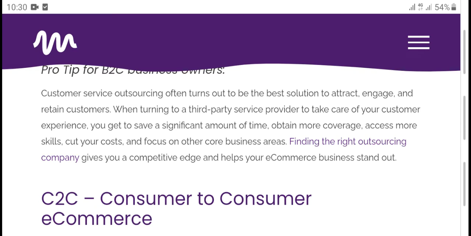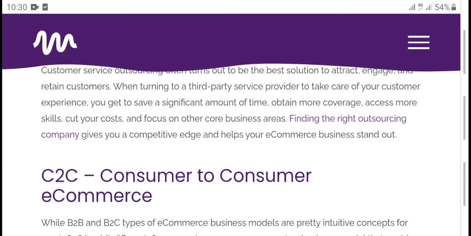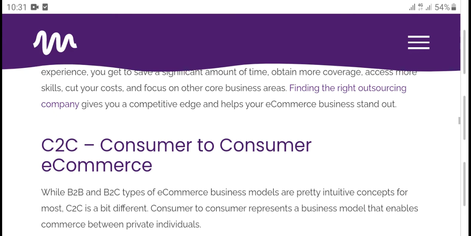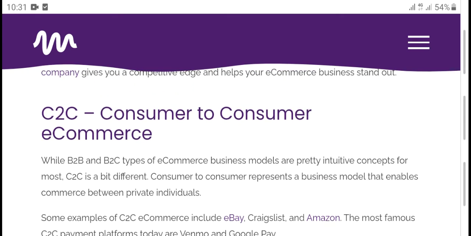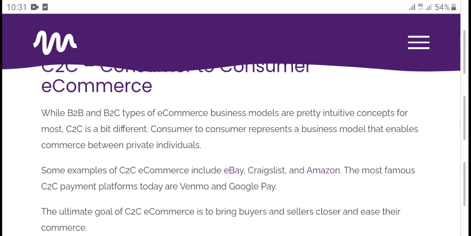When trying a third party service provider to take care of customer experience, you can save a significant amount of time, scale your costs and focus on your core business area. Finding the right outsourcing company gives complete ease and helps your e-commerce business start out. C2C, customer to customer e-commerce, like B2C, is a type of customer business model between individual consumers.